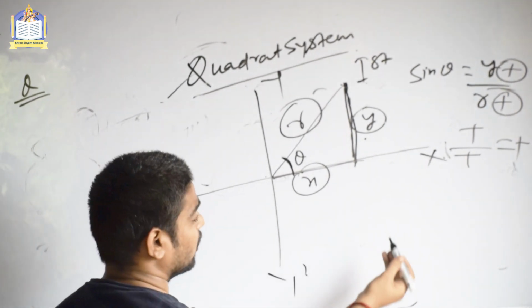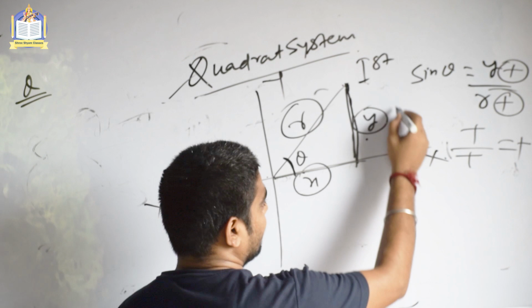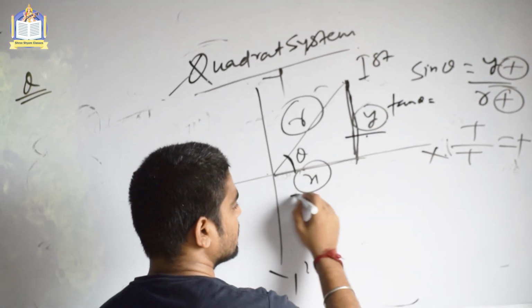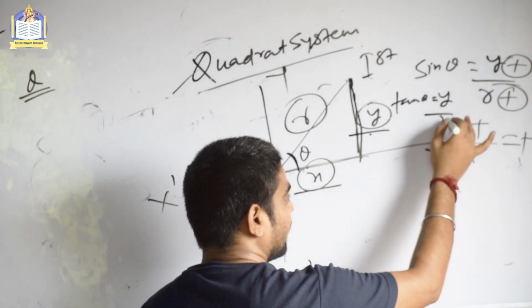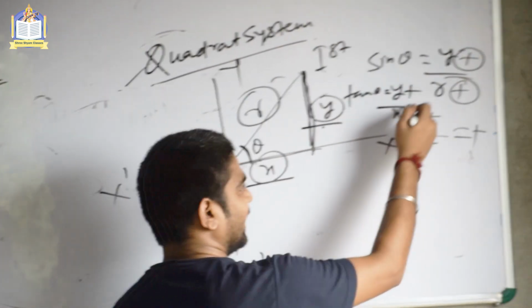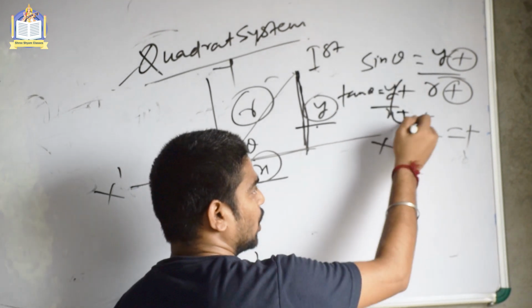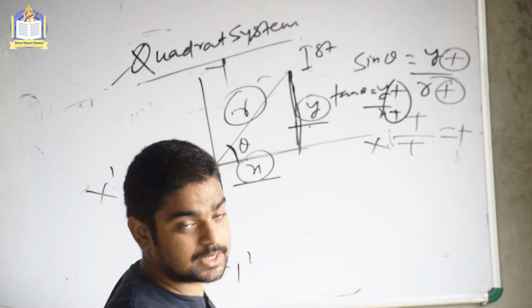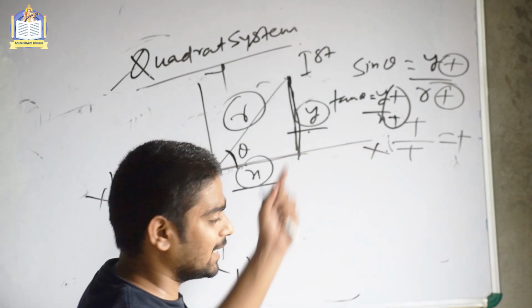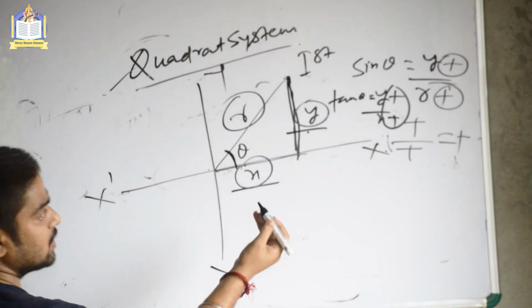Let's talk about tan theta. Here tan theta is equal to p by b, where p is y and b is x. Because in the first quadrant x and y are both positive, positive by positive gives a positive result. So here we can prove that every trigonometric function, either sin theta, tan theta, or cos theta, is positive in the first quadrant.